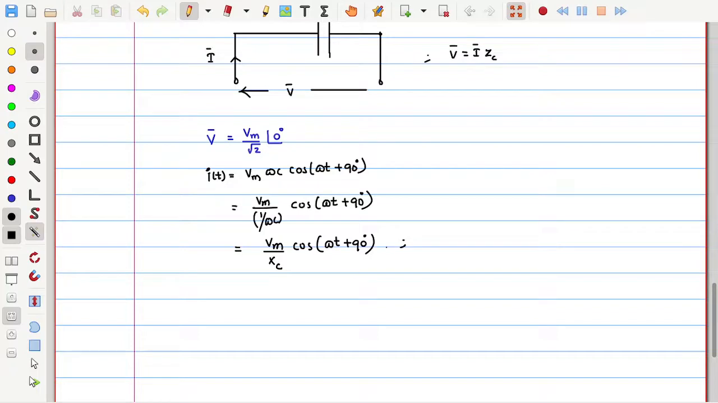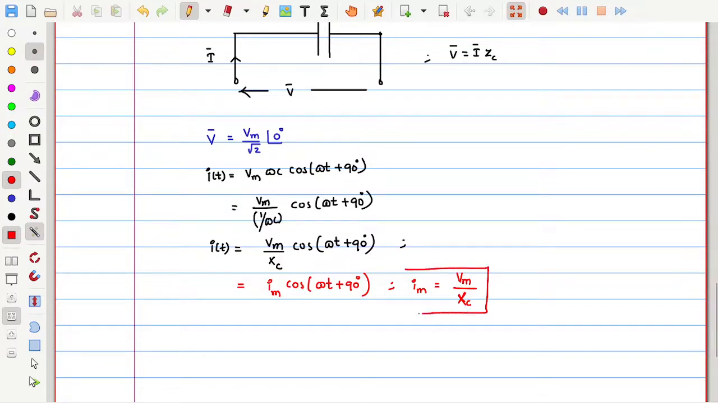Now try to observe that i of t is equal to, with this format, I can equalize this expression into this form: Im, the coefficient of the cosine, which is some maximum value, times cos(omega t plus 90). What is the maximum value of the current? Im is equal to the maximum value of the voltage divided by the capacitive reactance, Vm by Xc. Remember that these are peak values, maximum values. Now, if I express this current in phasor form, how much will I get? Im by root 2 as the magnitude, with the angle as 90 degrees.